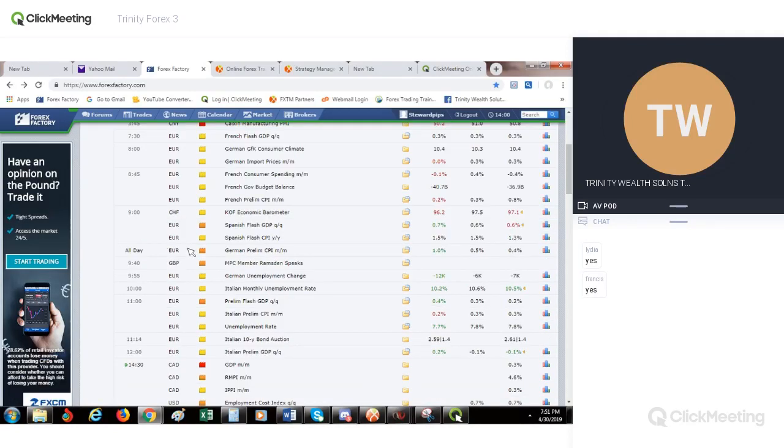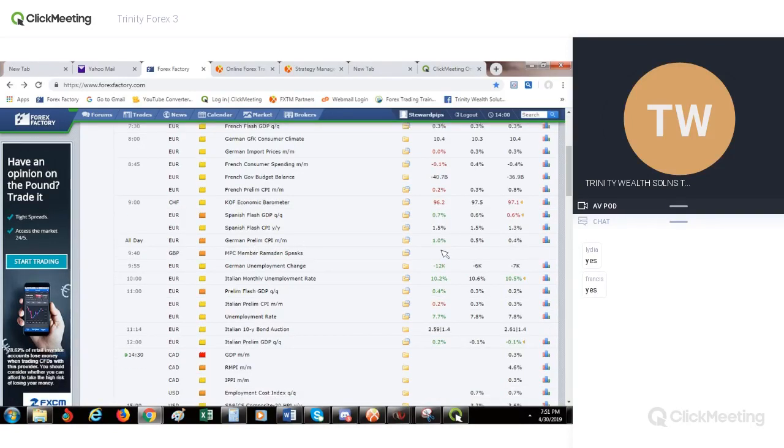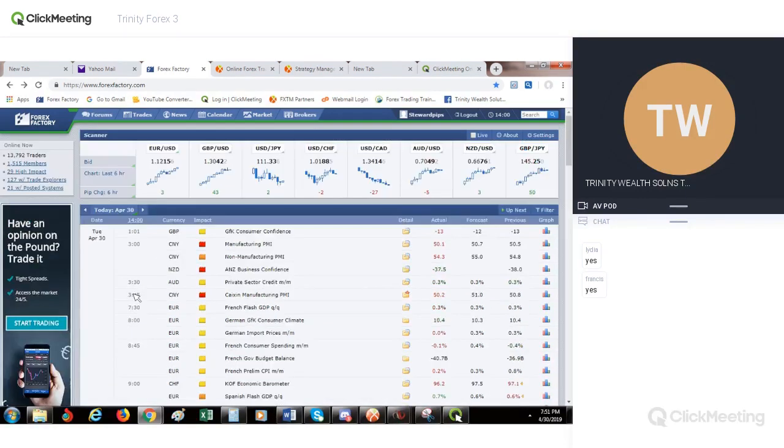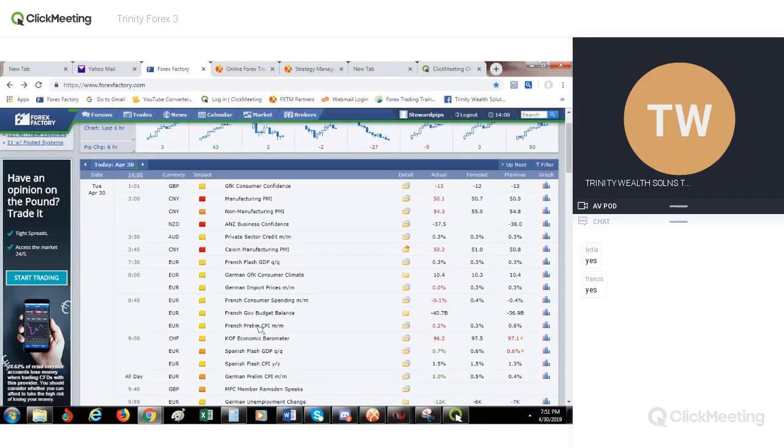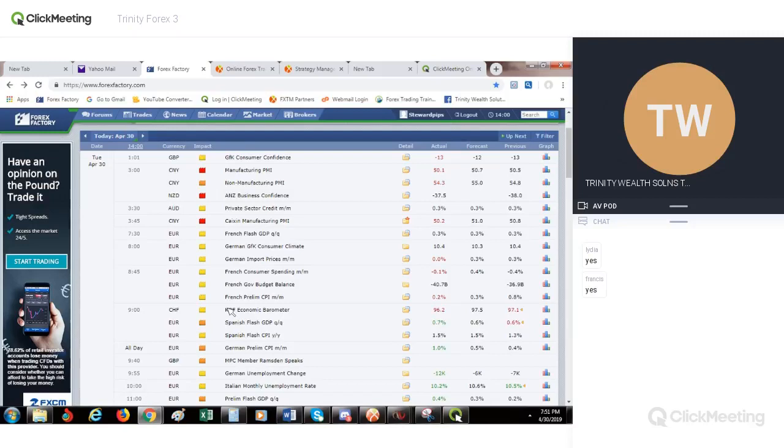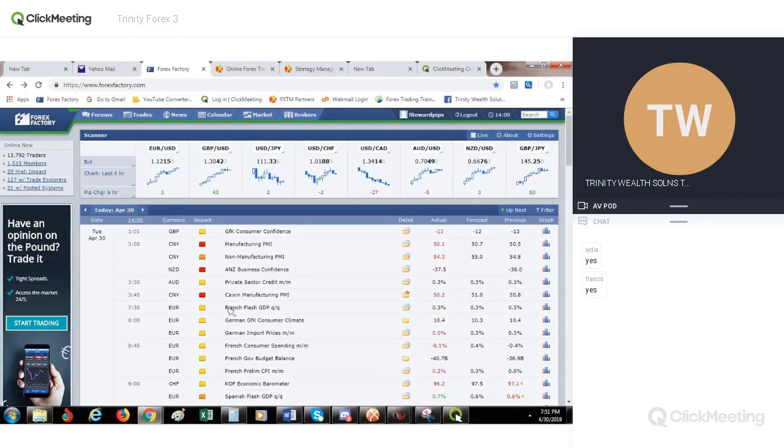You can see like today there was China manufacturing PMI, it was red. So first of all, this is the date, today is Tuesday, April 30th, and this is the time the report is being released. You have to ensure you tune it to your local time zone, otherwise it will confuse you. Like here, what you're seeing is actually South African time. So when you download it, you synchronize it with Kenyan time or wherever you are, as per your local time zone, so that you get the right report at the right time.